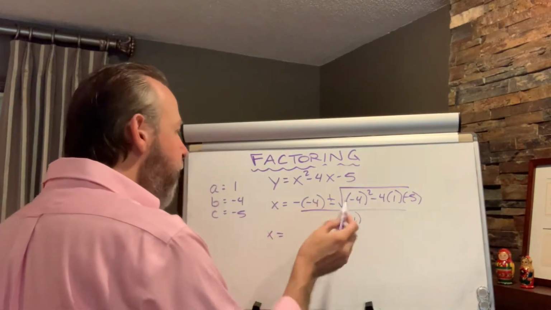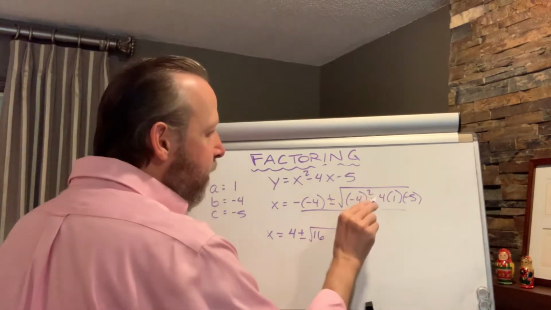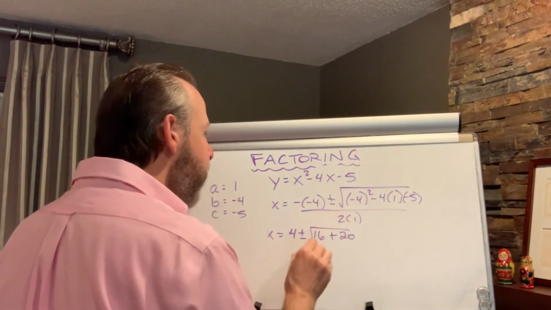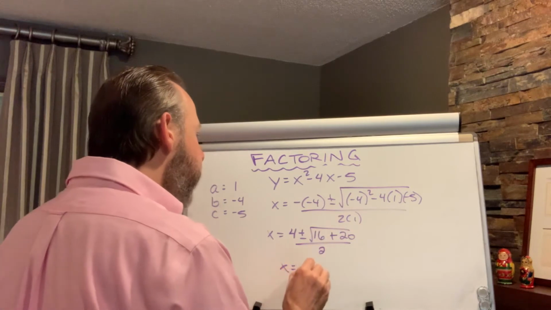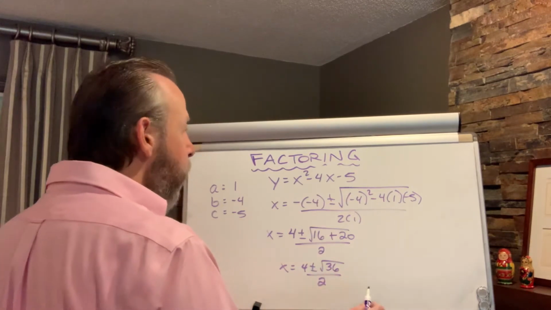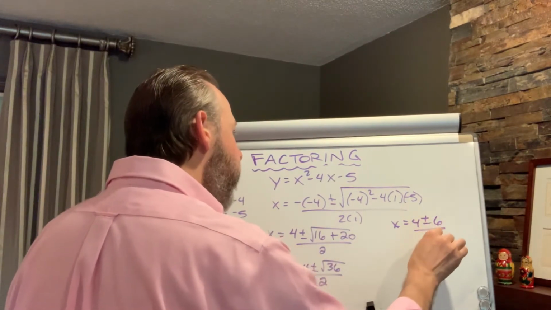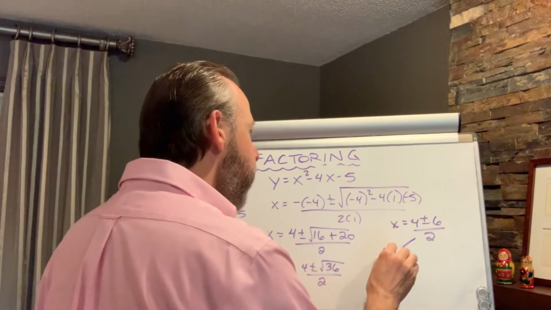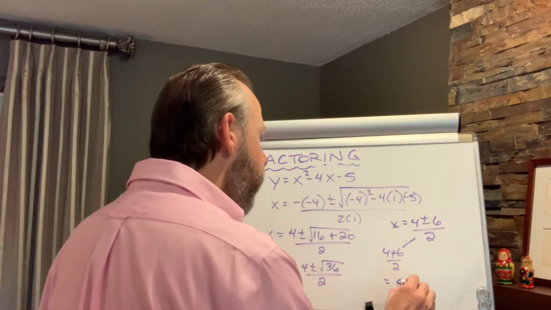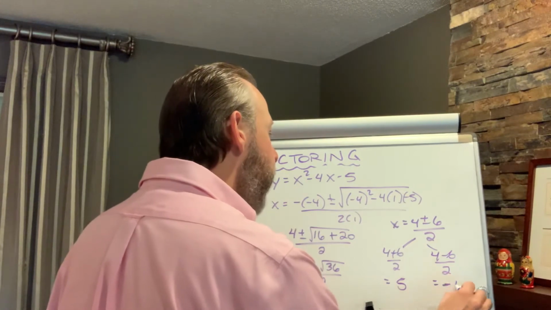And we keep solving it. The opposite of -4 is 4, plus or minus, (-4) squared is 16. -4 times 1 is -4, times -5 is +20, so it's +20, over 2, and then we have 4 plus or minus the square root of 36 over 2. Well, that is x equals 4 plus or minus 6 over 2. Then we break it up into two solutions, so 4 plus 6 over 2, that's 10 over 2, which is 5. Or we'd say 4 minus 6 over 2, that's -2 over 2, which is -1.